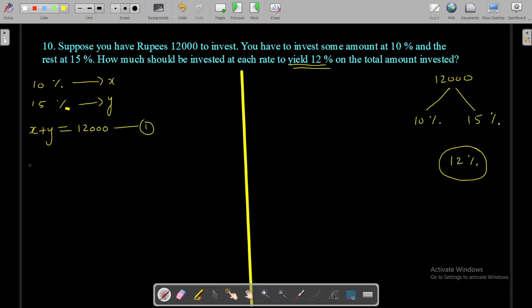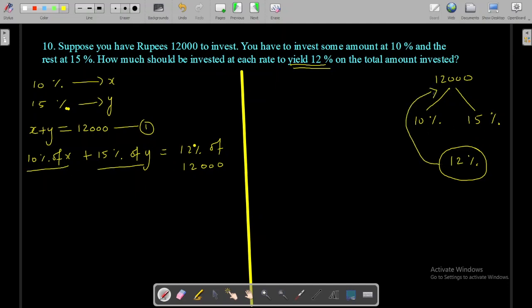Also, 10% of X plus 15% of Y is equal to 12% of 12,000. According to the problem, 10% of X plus 15% of Y is equal to 12% of 12,000.